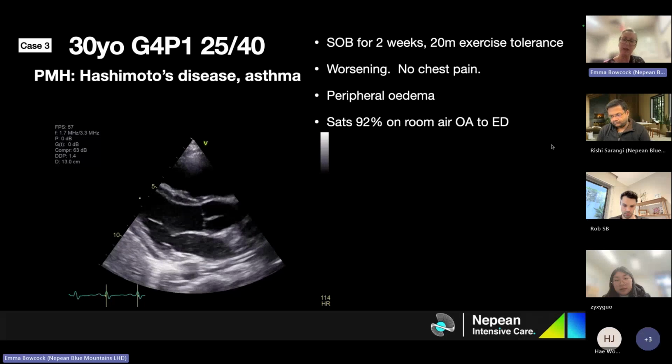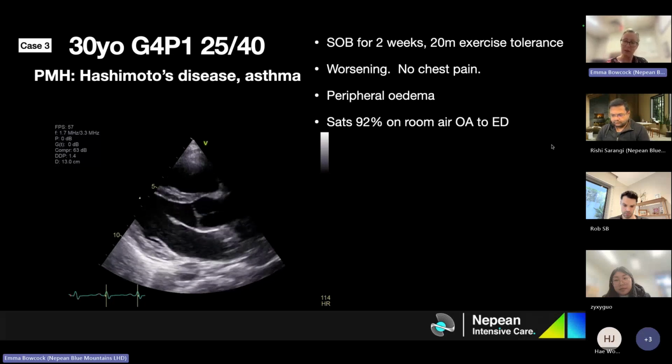Maybe I'll just go through it. Does anyone have anything else to add about this case? Any of the images?